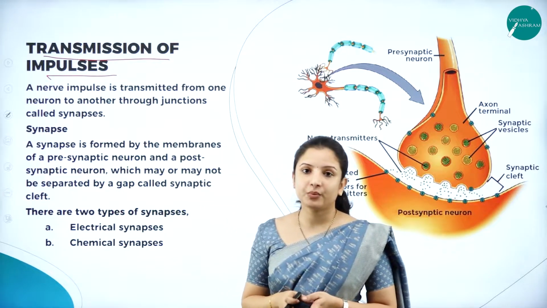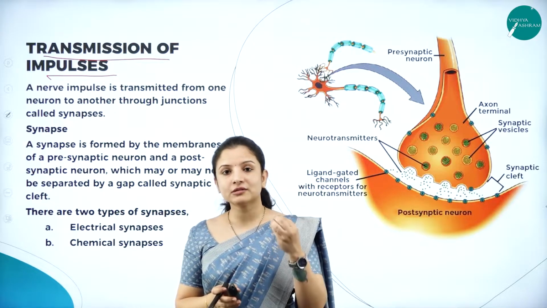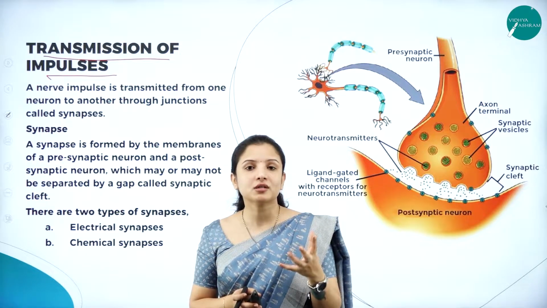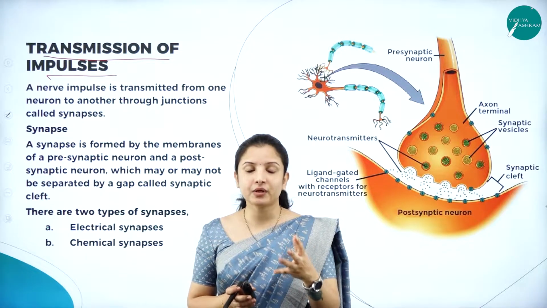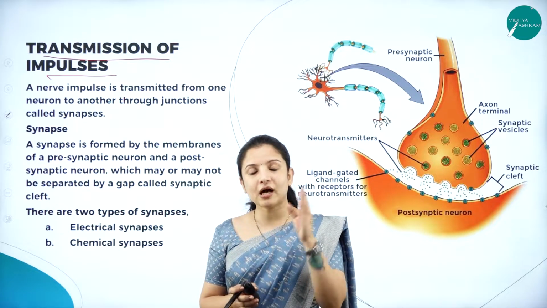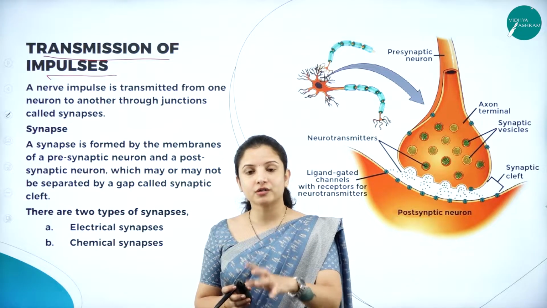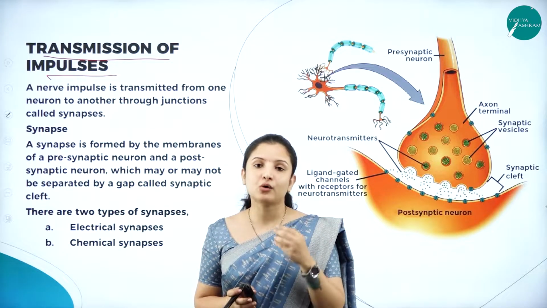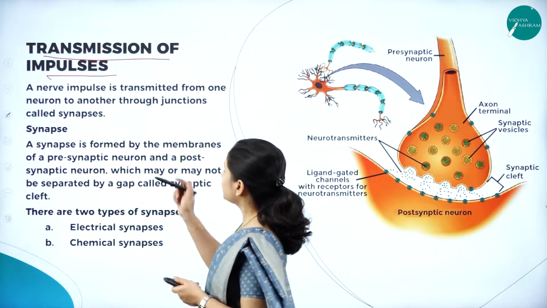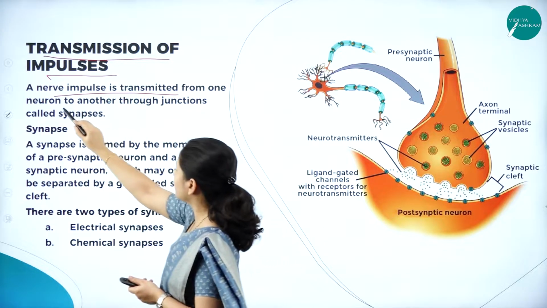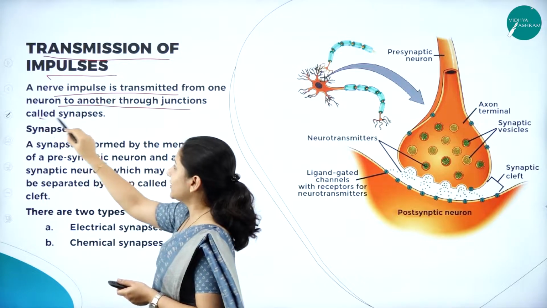So, a nerve impulse. Throughout this chapter, this word has kept repeating, right? Impulses. So, what is an impulse? It is nothing but the messages that are sent from one neuron to the other until they reach the target organ, so that the particular organ will know what to do, how to react. A nerve impulse is transmitted from one neuron to another neuron through junctions called synapses.